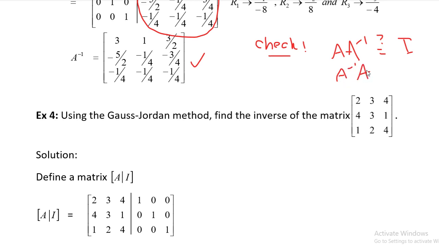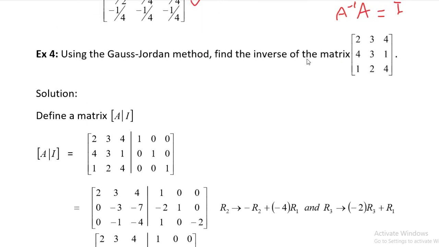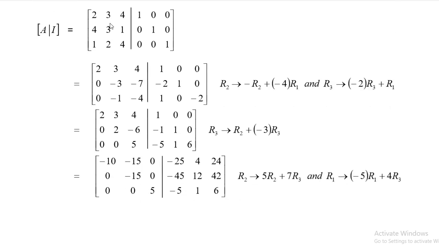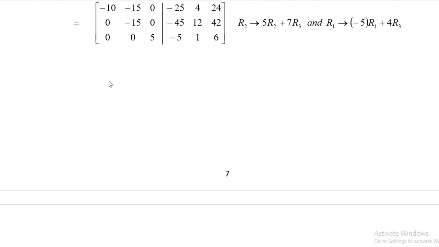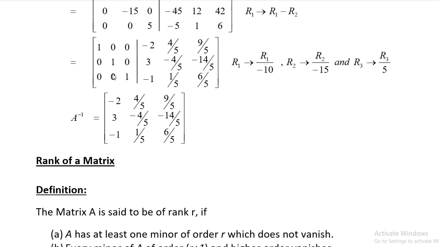Sometimes if you get a wrong answer, it gives you identity from one side, but it does not give you identity from the other side. So it's better to check both of them. Here is another example. You can see we made this by row operations. We made this to identity. Okay, and this is your A inverse.